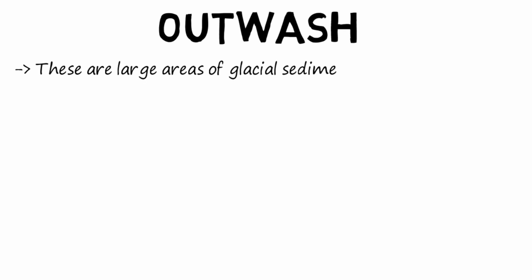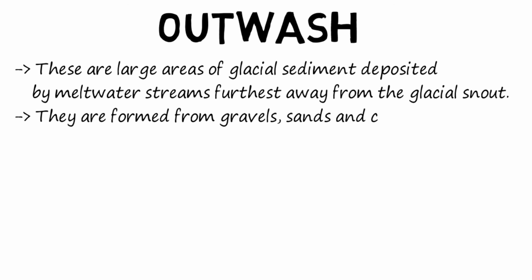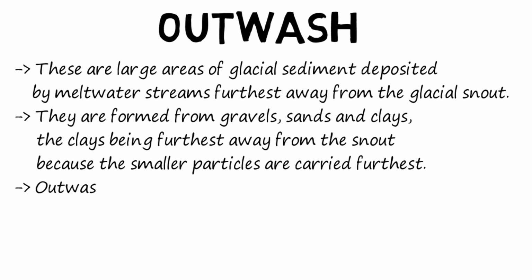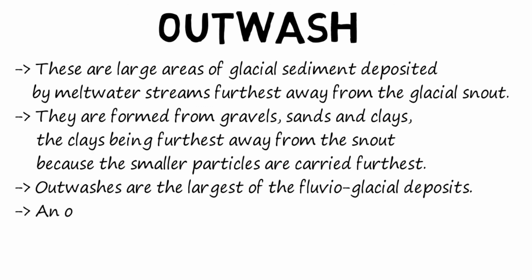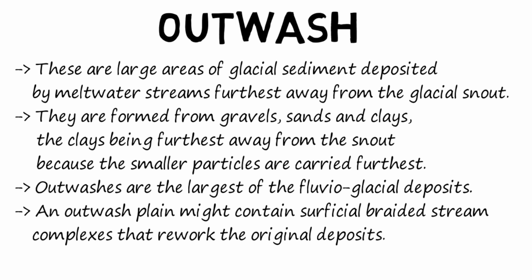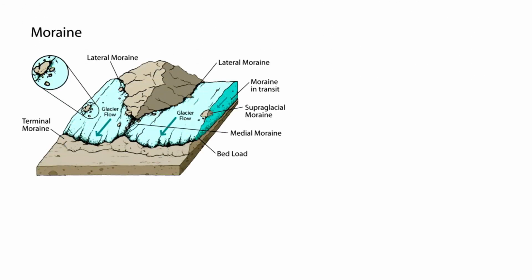Outwash. These are large areas of glacial sediment deposited by meltwater streams furthest away from the glacial snout. They are formed from gravels, sands and clays, the clays being furthest away from the snout, because the smaller particles are carried furthest. Outwashes are the largest of the fluvial glacial deposits. An outwash plain might contain superficial braided stream complexes that rework the original deposits.